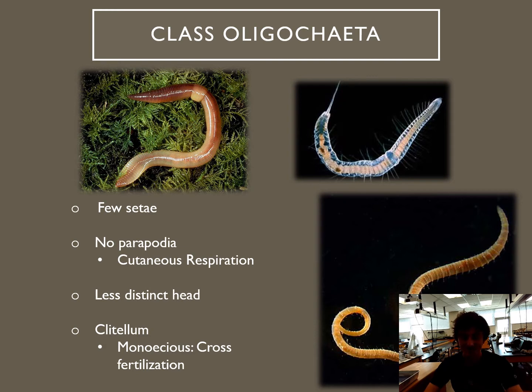The next class is the class of OLIGOCHAETA. So these are the earthworms. These are the terrestrial segmented worms. So if you want to compare these directly to the polychaetes that you saw in the last couple slides, these don't have as much setae.